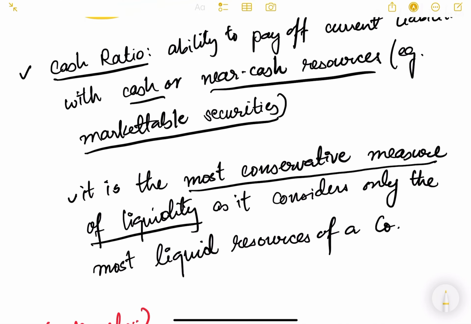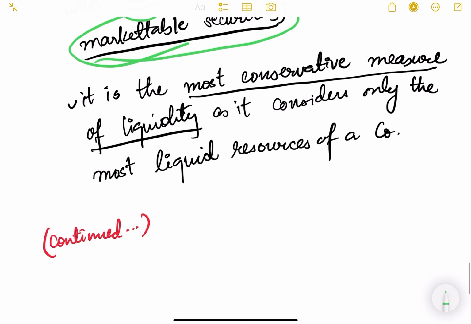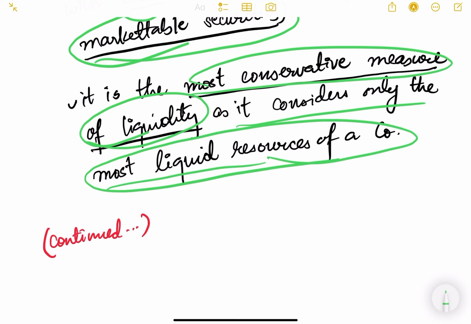Now, cash ratio. Okay, what is the cash ratio? Already explained to you. Ability to pay off current liabilities with cash or near cash resources. Okay, cash equivalent. Example, marketable securities. It is the most conservative measure of the liquidity. Okay, very narrow measure of liquidity, as it considers only the most liquid resources of the company. The most liquid, that is cash and cash equivalents, these two.